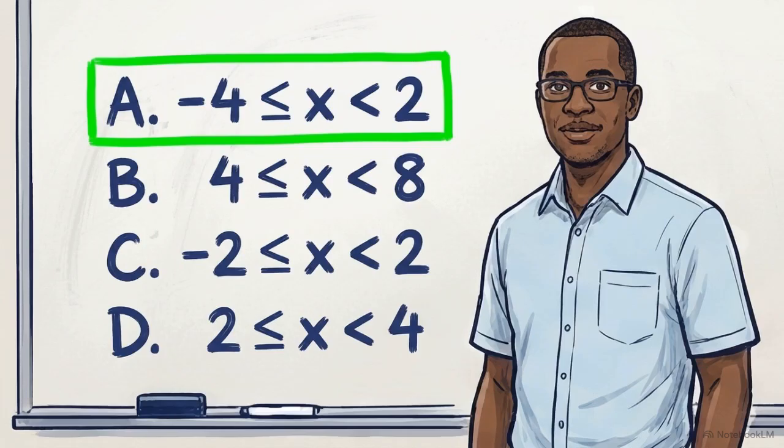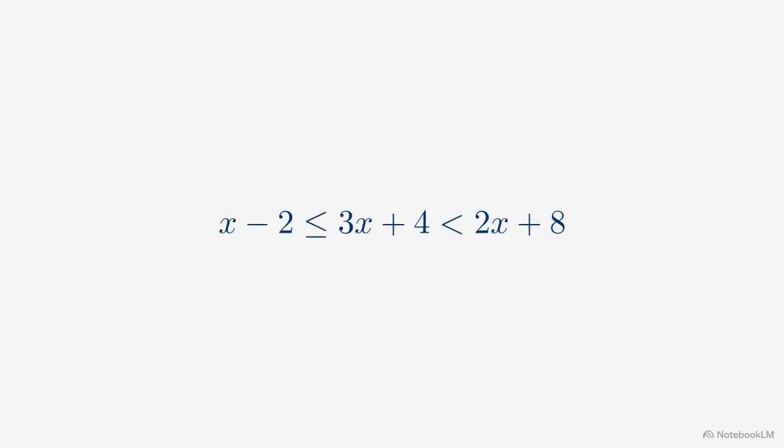Visualizing this on a number line helps avoid multiple choice mistakes. We place a solid circle at -4 since it's included, and a hollow circle at 2 since it's excluded. The shaded region between them represents all possible solutions. Comparing our work to the exam options, we can see that option A matches our solution perfectly. Let's practice with a new variation.